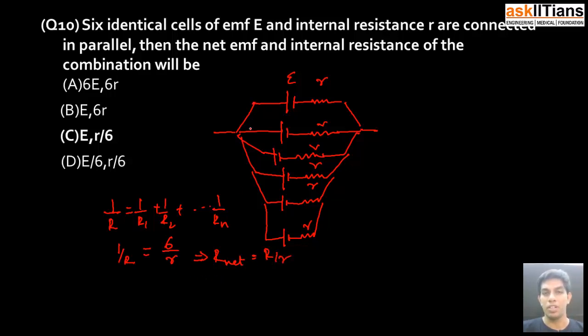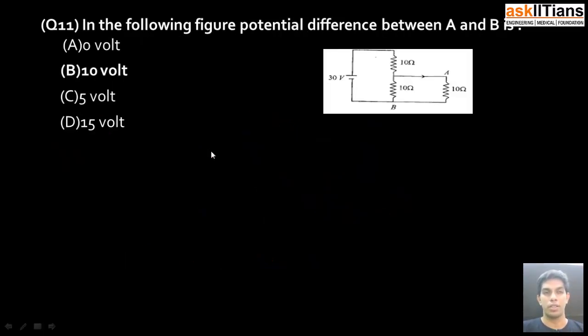EMF, that is the potential drop across these 2 points, remains the same for each branch. Hence, E is the potential drop, that is E net is equal to the EMF of each cell. So C is my correct option, that is the net EMF remains E, but the resistance falls to 1/6 of the internal resistance of the cell. So let's move on to the 11th question.